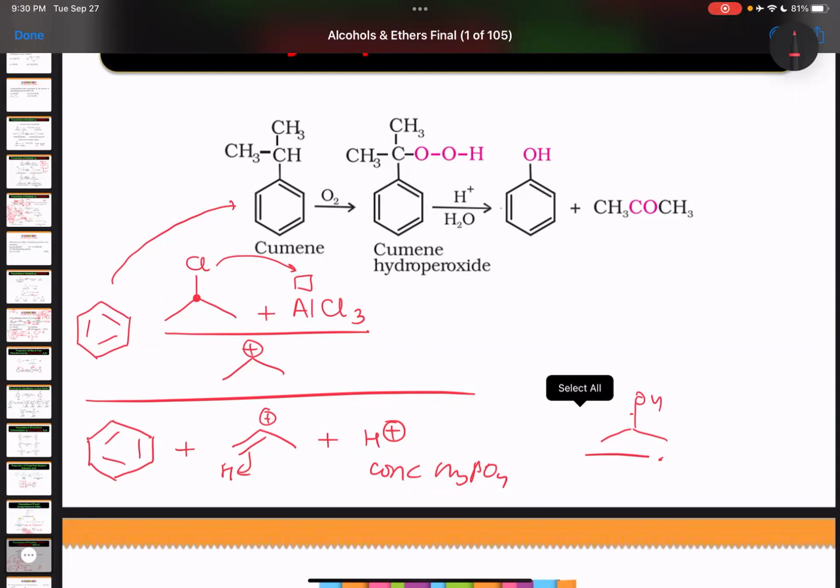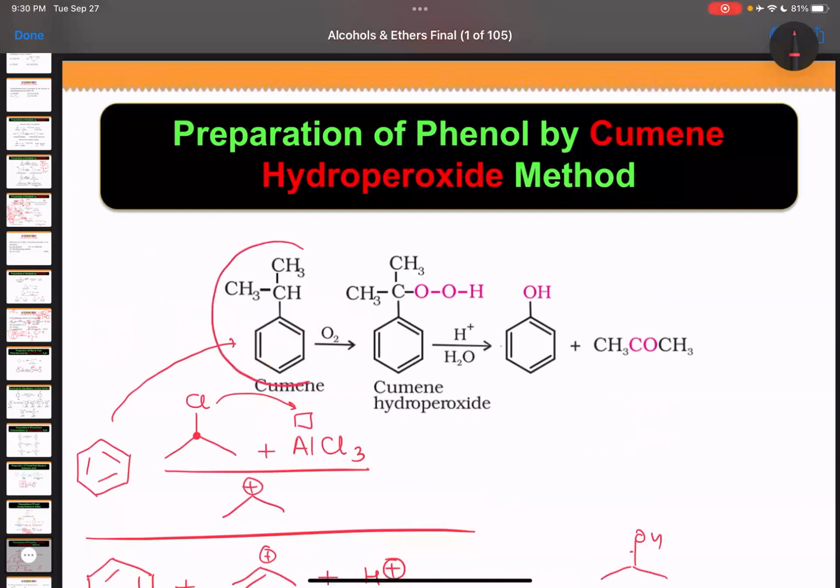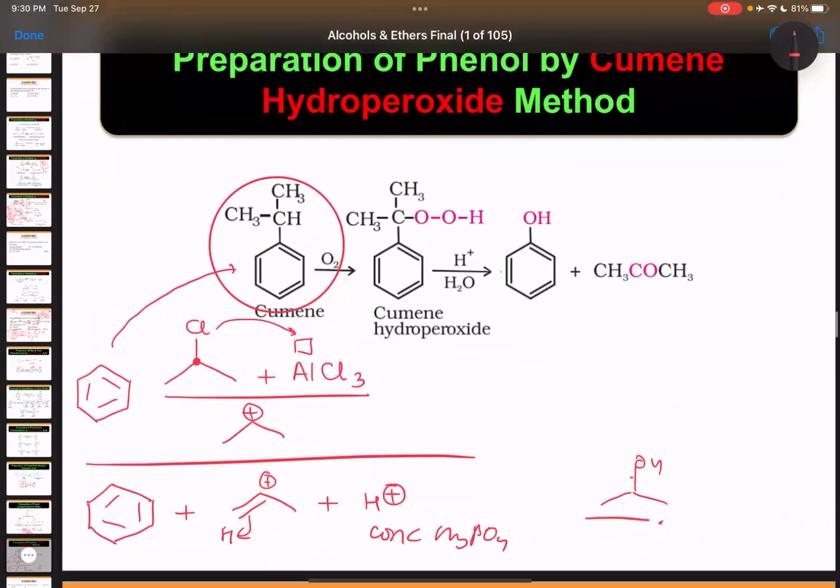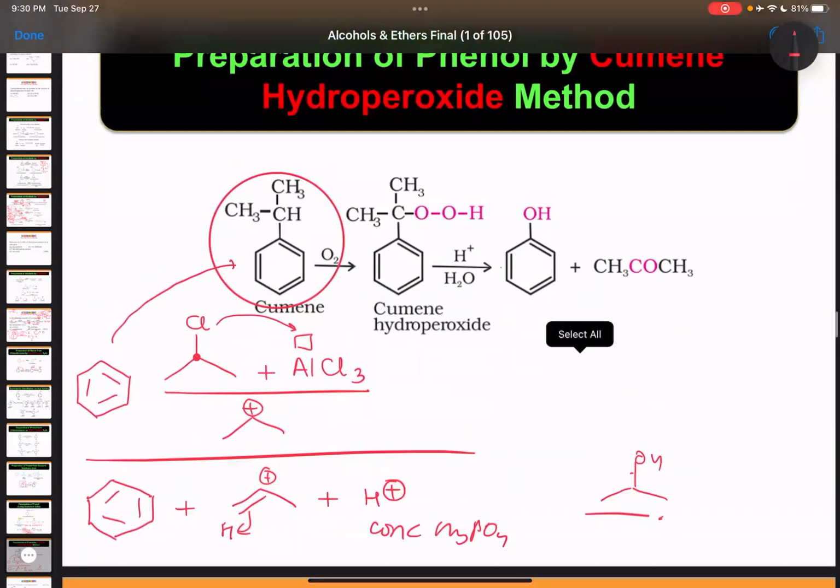So once you have this cumene, that can be obtained by different methods. So you need to be very careful about the methods which are given. Cumene may not be provided to you directly.